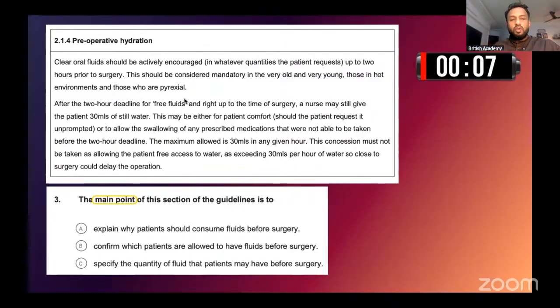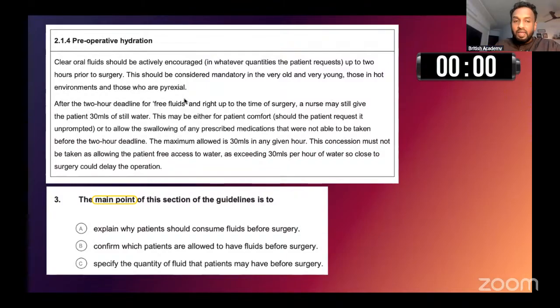Now, if I look at my options, it says explain why patients should consume fluids before surgery. Also, it says confirm which patients are allowed to have fluids. My first para doesn't say which patients are allowed. It clearly tells me very old and very young I should give. So it doesn't confirm which patients are allowed. Neither does it confirm why patients should consume fluid before surgery. Neither does it say anything about the quantity. What I'll do, I'll read the second paragraph.